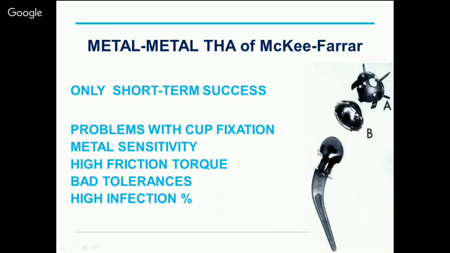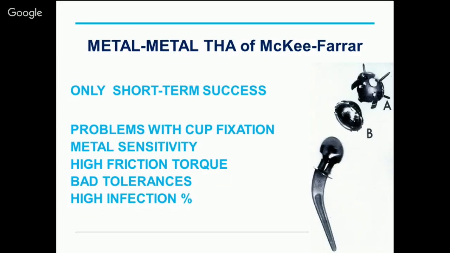So they had only short-term success because they had problems with the cup fixation. And there were many patients with metal sensitivity, and especially there were high frictional torques. This was due to the fact that this is a metal head articulating in a metal cup. And at that time, the manufacturing tolerances were not so good. So often they had a joint that was jamming. And if it's jamming, it's basically loosening and wearing very quickly. So that failed.